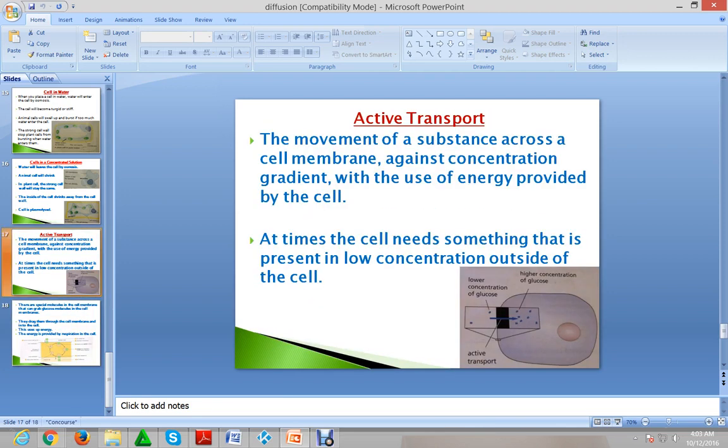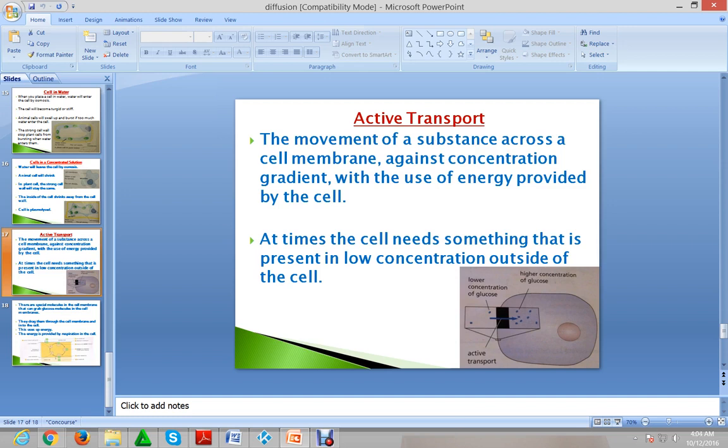Now, as for active transport, it is the movement of substances across a cell membrane against a concentration gradient with the use of energy provided by the cell. As for osmosis or diffusion, using this diagram, the substance would move from this direction going that way. You see this is the place of high concentration for the glucose, and this is the place of low concentration for the glucose.